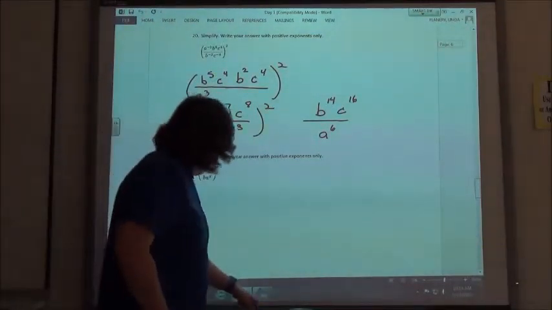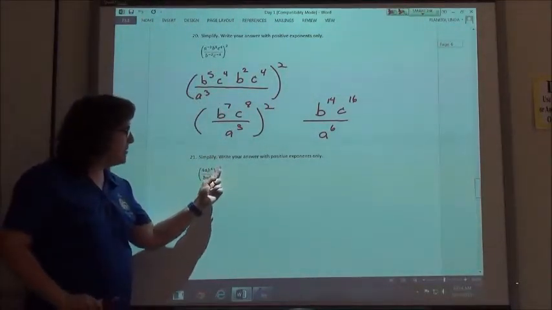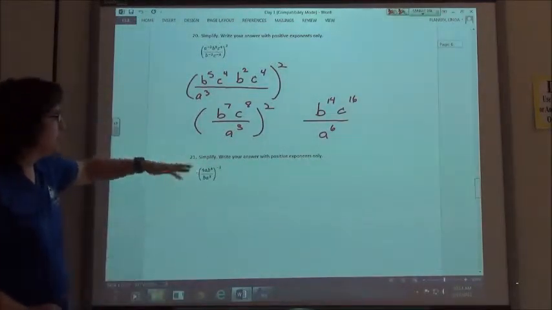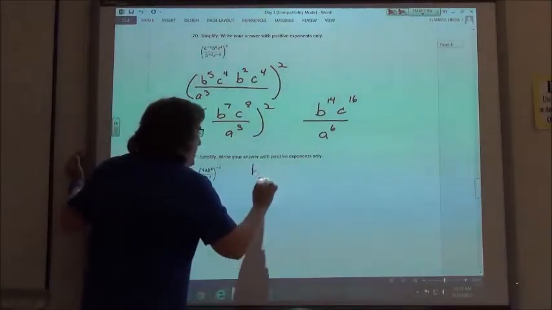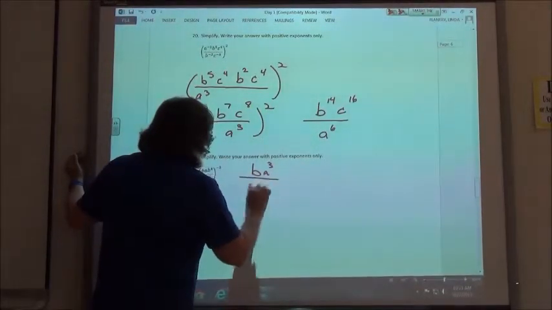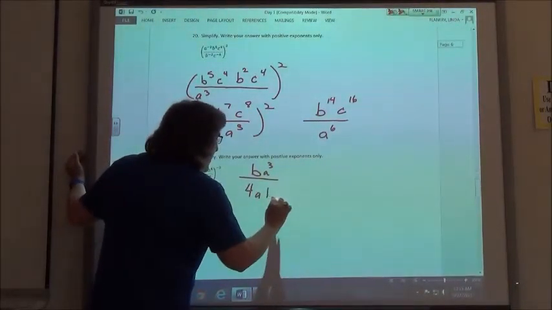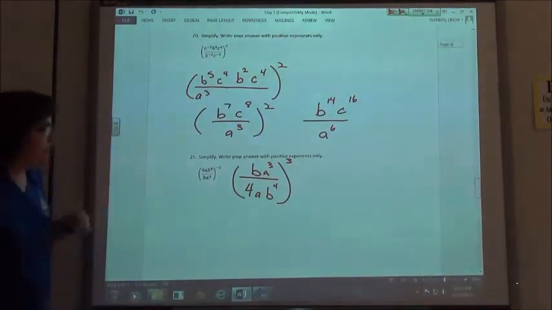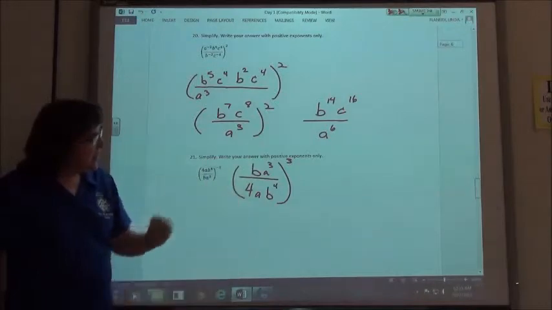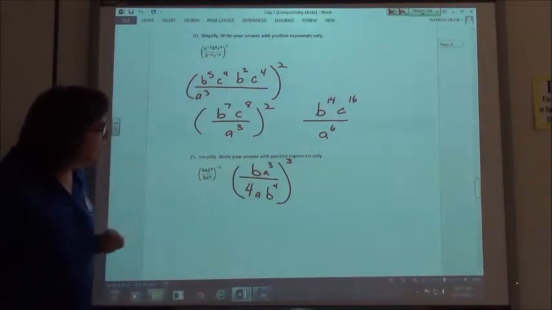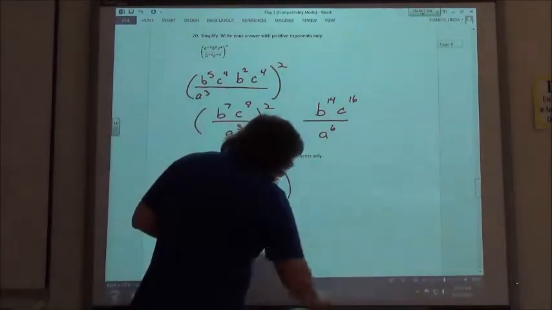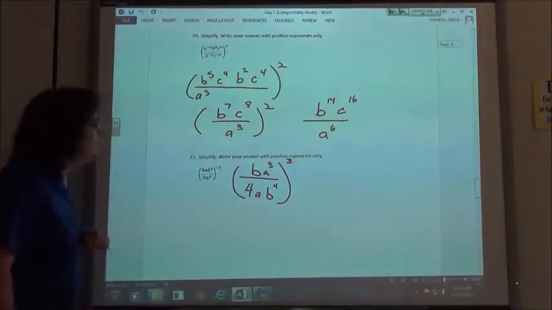Number 21, if you look at that one, has a negative on the outside. So I'm going to get rid of the negative on the outside of the parenthesis first by doing the reciprocal. That gives me a to the 3rd b over 4a b to the 4th, and that makes my exponent positive. There are no negatives on the inside to get rid of. I can simplify on the inside first, or I can do my power rule first. It doesn't really matter, but I'm going to go ahead and simplify first.